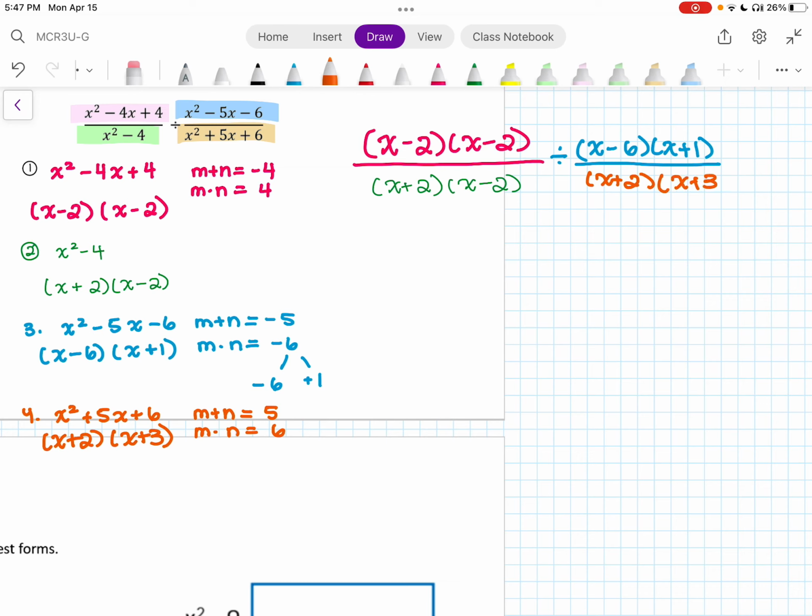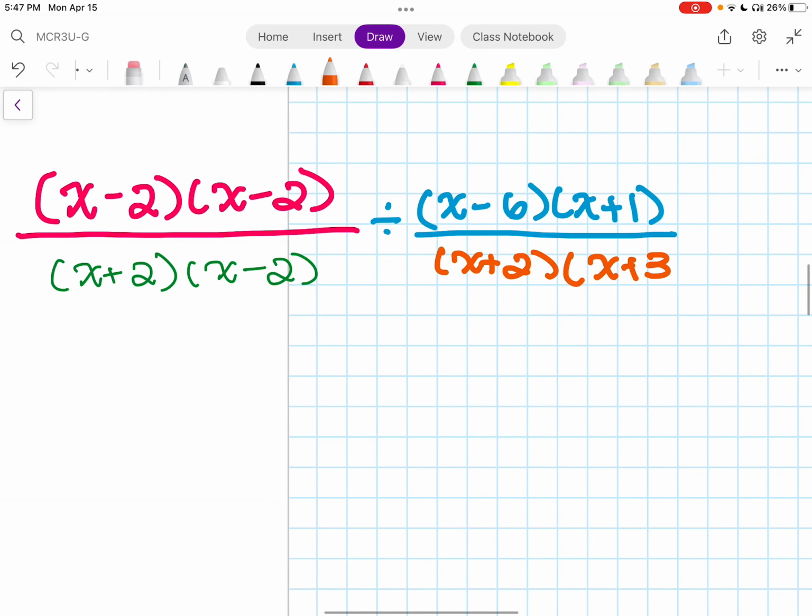Now we're going to make sure that we state all of our restrictions. Before we start crossing things out and flipping things, we always want to make sure that we state every one of our restrictions. So here we know that x cannot equal negative 2. They're the same. This should be plus 2. This is minus 2, sorry.